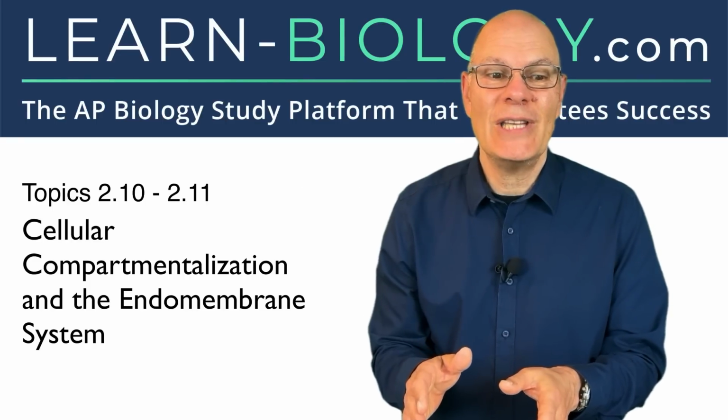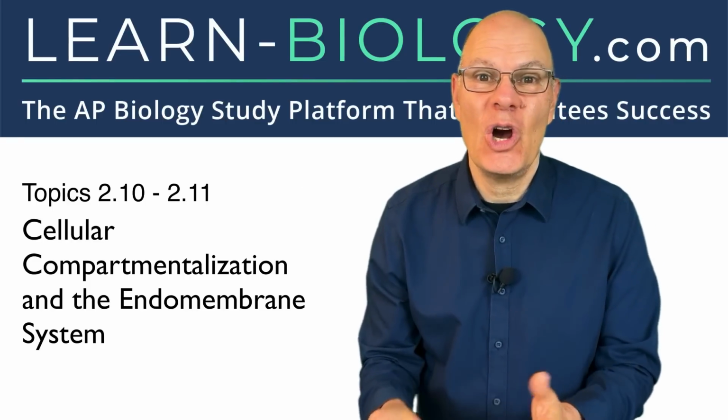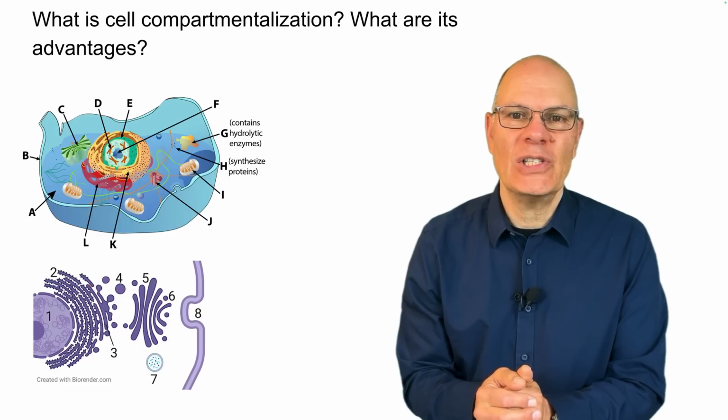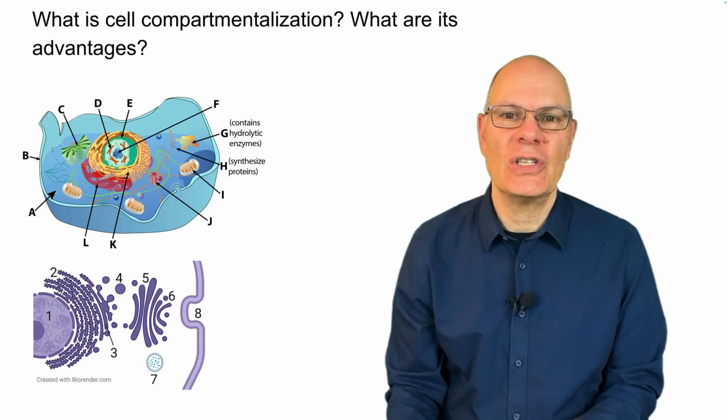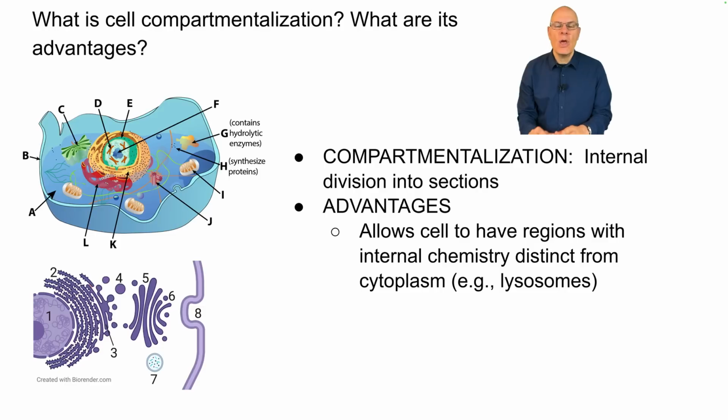Cellular compartmentalization and the endomembrane system, how eukaryotic cells are organized. What is cell compartmentalization? What are its advantages? Compartmentalization means internal division of a space into sections. Think about the overhead luggage compartment in an airplane. What are the advantages? The first is that it allows a cell to have regions with an internal chemistry that are distinct from the cytoplasm.